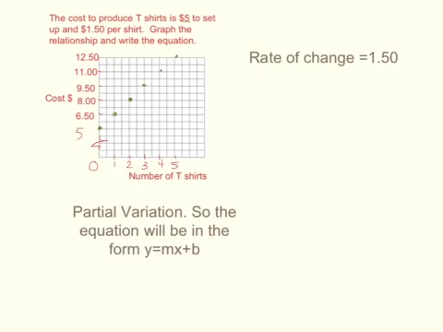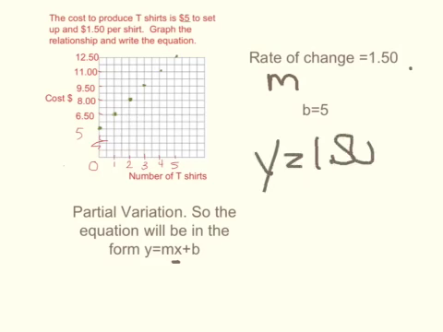Recalling that the rate of change can be short formed with m, and seeing that the x-axis is about number of t-shirts, then I can write the rate of change, or $1.50 times the number of t-shirts, add $5, my initial rate, will give me the cost for any amount of t-shirts. So I'm going to write the equation that y is equal to $1.50 x plus $5.